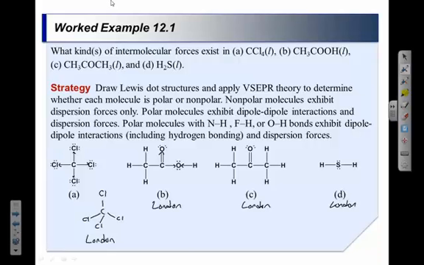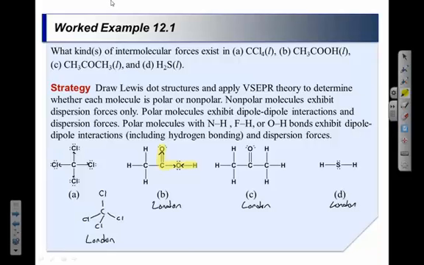As long as there are electrons, those electrons will be in orbitals, and they'll be somewhat fluid, and they'll be able to shift around and create some temporary partial charges. So there's always the possibility of London forces. So for B, beyond the London forces, I've got some areas here that are really causing a lot of shifting in charge.